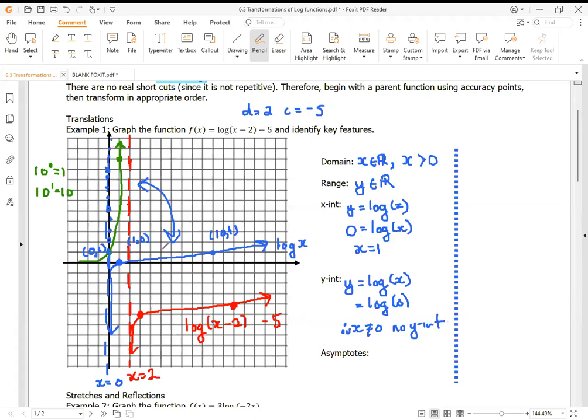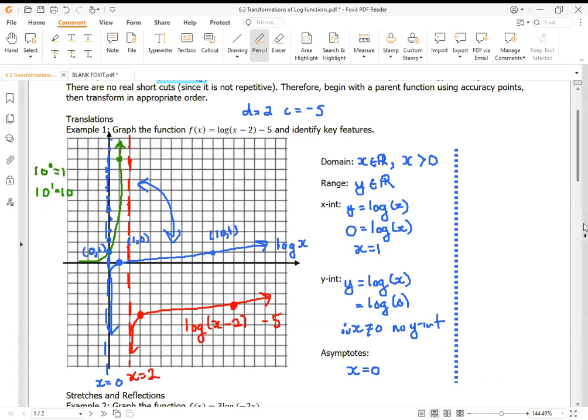Look at my little blue curve. My blue logarithmic curve approaches that asymptote. It doesn't touch the y-axis. So there's no y-intercept. There's no point here. Asymptote, you say x equals 0.